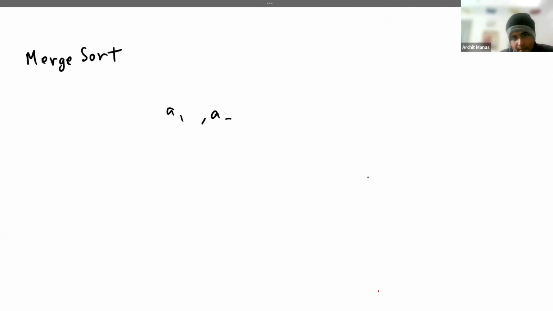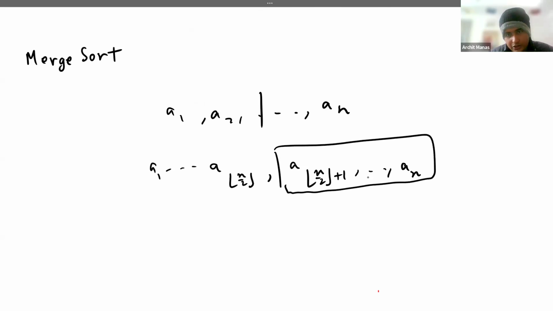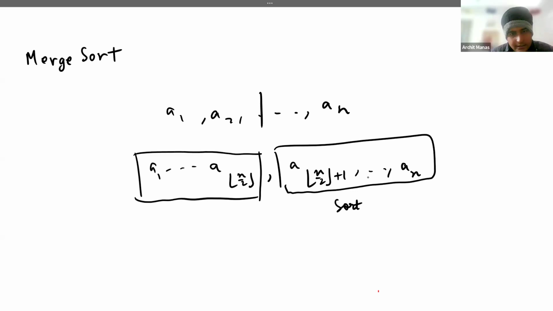we have this problem of size n. What we do is we break it up into equal size parts. So maybe look at something like the left half, the right half. And what you do is you sort these, so you recursively call your own procedure on these. And so you're able to sort both of these.